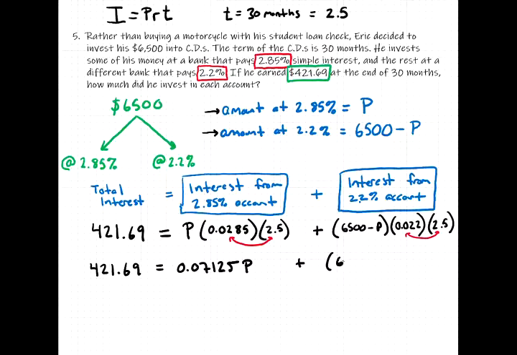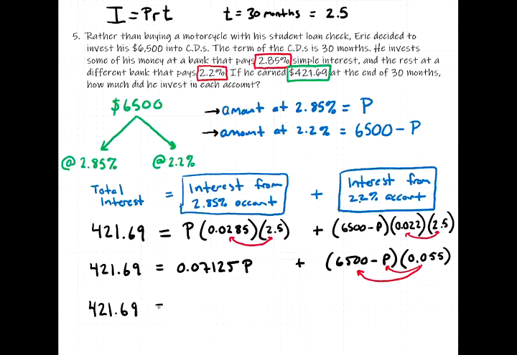Okay, and then we've got the 6,500 minus P, and that's multiplied by, well, we need 0.022 times 2.5. And if we use the calculator for that, that would be 0.055. Okay, so one thing at a time. Now we have a product here, we have multiplication, so let's multiply. 0.055, we'll distribute that times the 6,500 and times the P.